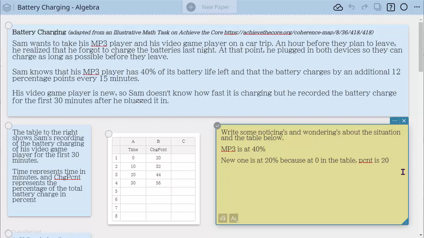So maybe they notice something else. We have to calculate, have to figure out the rate for the game player from the table. So they've noticed that. We know the MP3 is 12% each 15 minutes. All right, so just some noticing, some wondering, things to make them think, how are they connecting? Do they understand the problem?